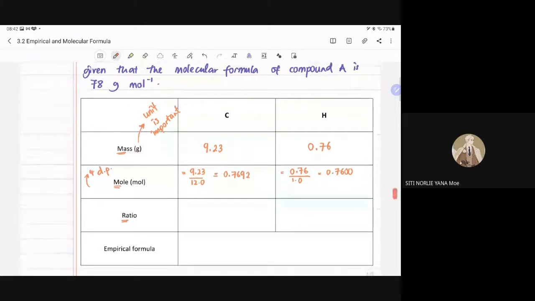Now, we want to calculate the ratio. The way we calculate the ratio is we take one of the numbers of moles, the smallest one. Between this and that one, this is the smallest one. So we divide by that number of moles. So the ratio is 0.7600 divided by 0.7600 equals 1.00, which equals 1. And then this one, 0.7692 divided by 0.7600.